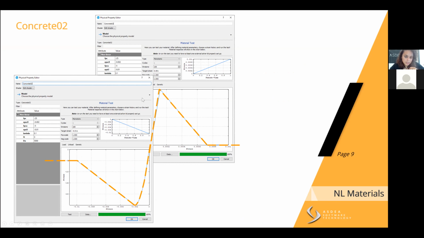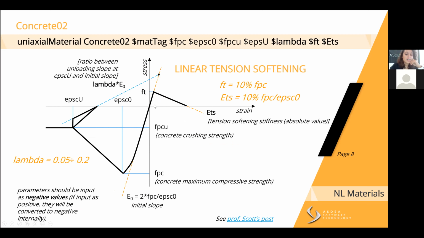Of course, naturally here you don't see the scale, but this value is much lower than this one because we inputted a tensile strength of 3 compared to a compressive strength of 25. So always remember that the scale of the material tester graph is based on the maximum values, so it's zoomed in to what you can actually fit in the window. And so what we're doing here is we have these 2 additional parameters for linear tension softening, and this last one is actually giving us a ratio between the unloading slope at the ultimate strain and the initial slope.